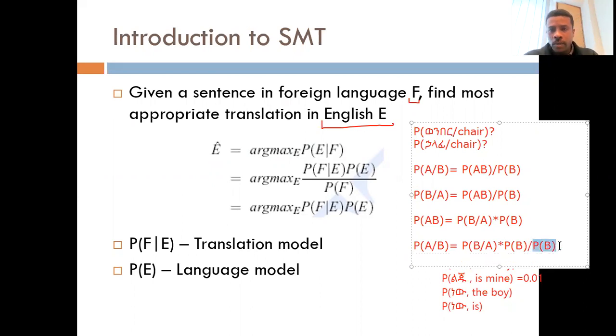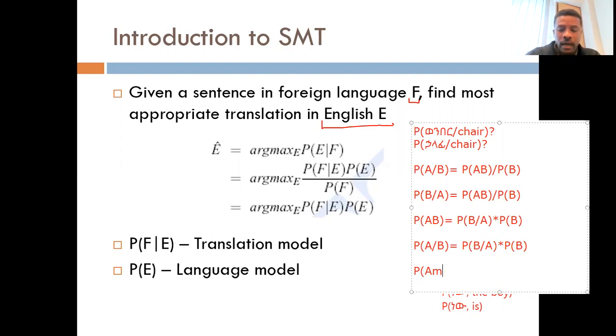But probability of B is a common denominator for all of them. Because we want to take the maximum, right? So if you have a common denominator, then you don't need it if the denominator is the same for all. So in this case, if you are asked the probability of, let's say, an Amharic sentence given the English, it is equivalent to probability of the English given the Amharic multiplied by probability of the English language or the English sentence. So sometimes you can make it bidirectional by using the Bayes theorem.